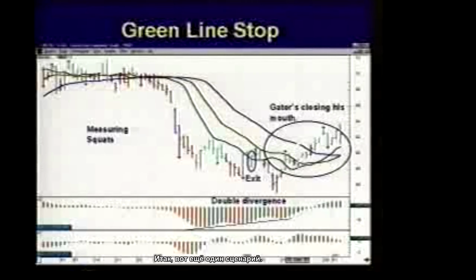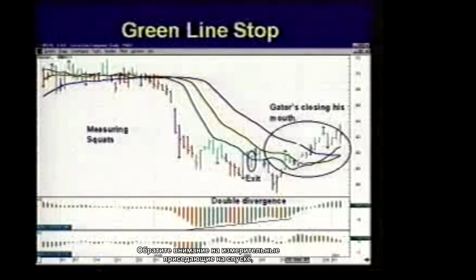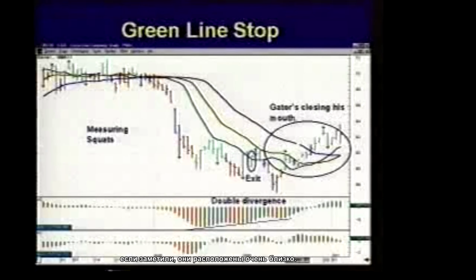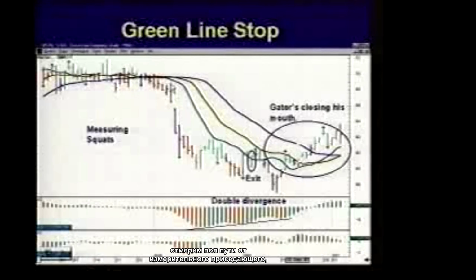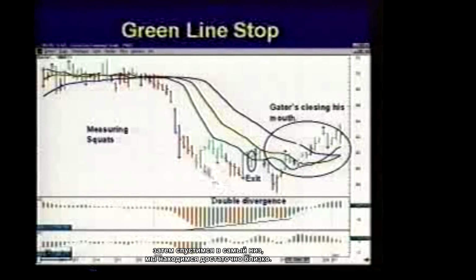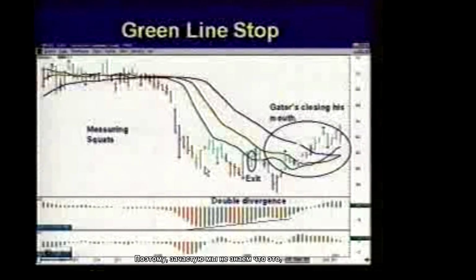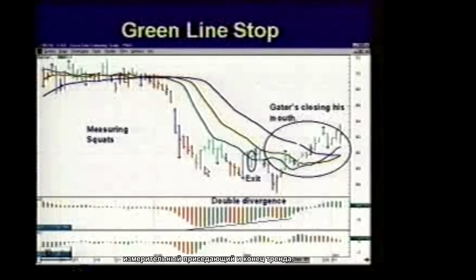Okay, here's another scenario. Also notice the measuring squats on the way down, and if you look at those, they're very close. If you start from the beginning of this trend, and you measure halfway through the measuring squat, and then go again to the immediate bottom, we're pretty close. So a lot of times we're not sure at the beginning if it's a measuring squat or it's the end of a trend, but you'll know in the next 2 to 3 bars.